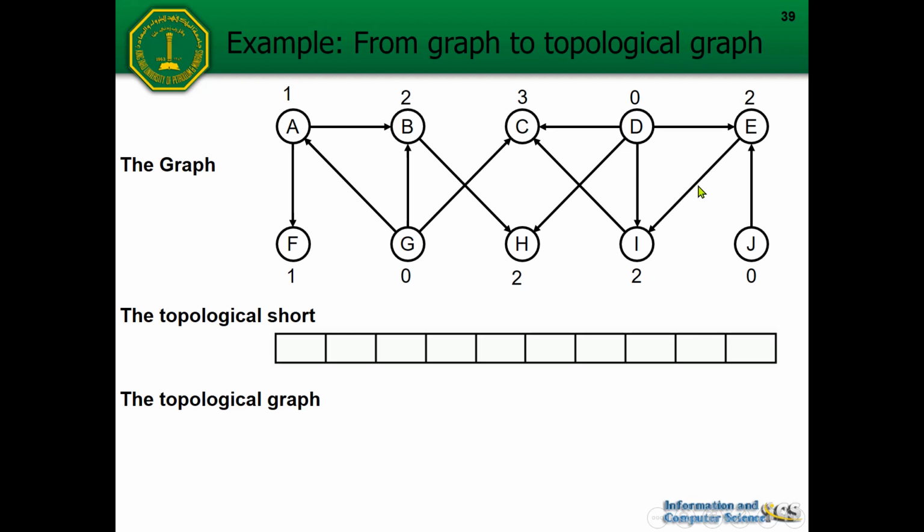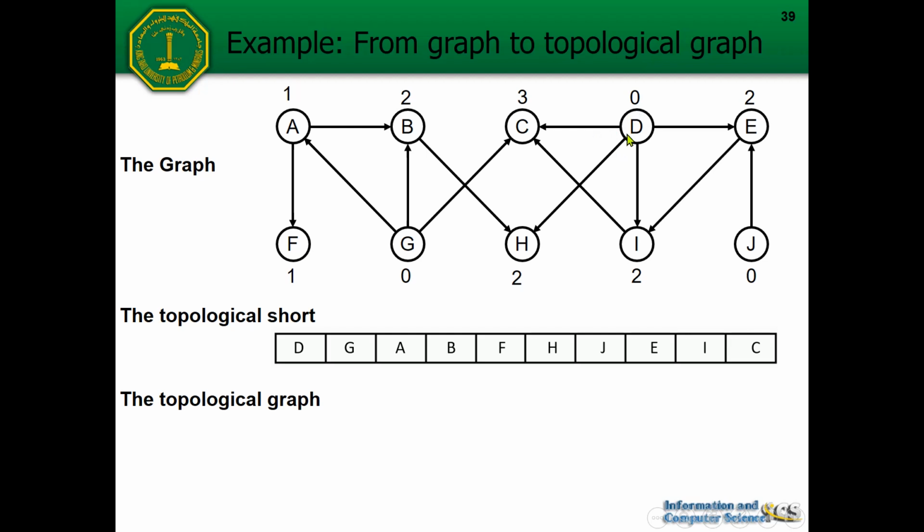Okay, so to do the topological sort, we need to find a vertex that has in-degree 0. In this example, D, G, and J are the vertices with in-degree 0. So we are free to choose whether we want to take D, G, or J to become the first vertex. In this example, we take D. Then after that we delete the emanating edges from D.